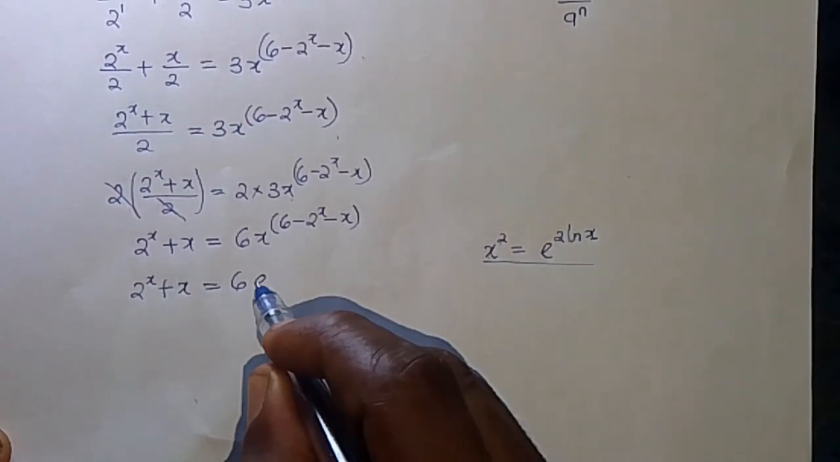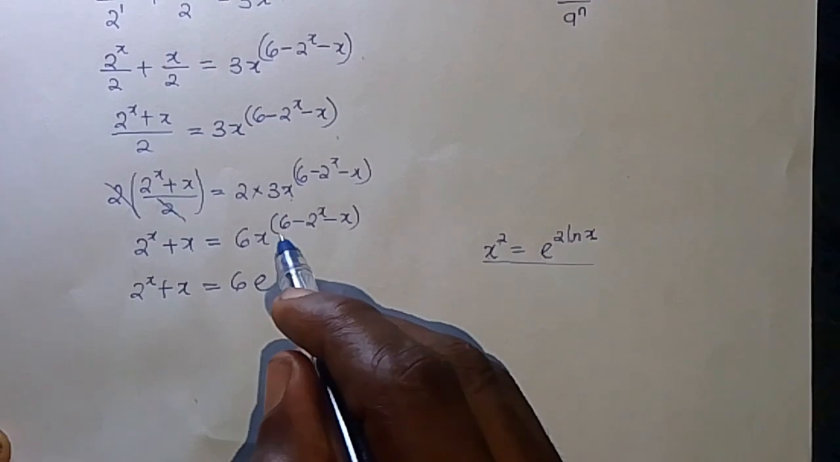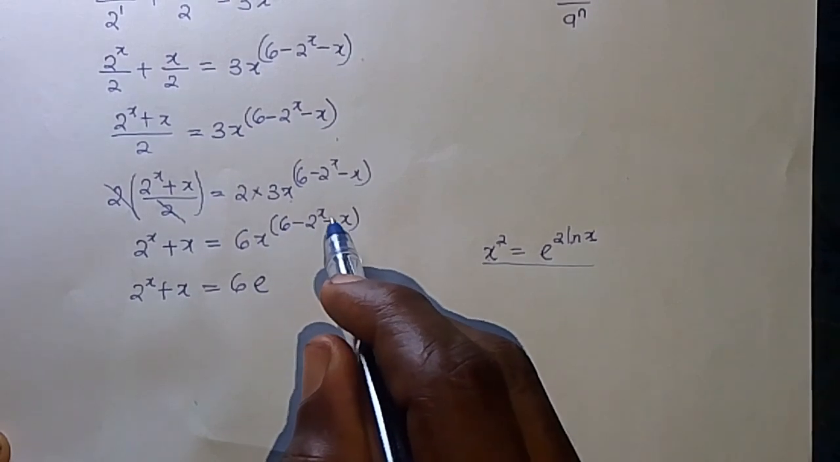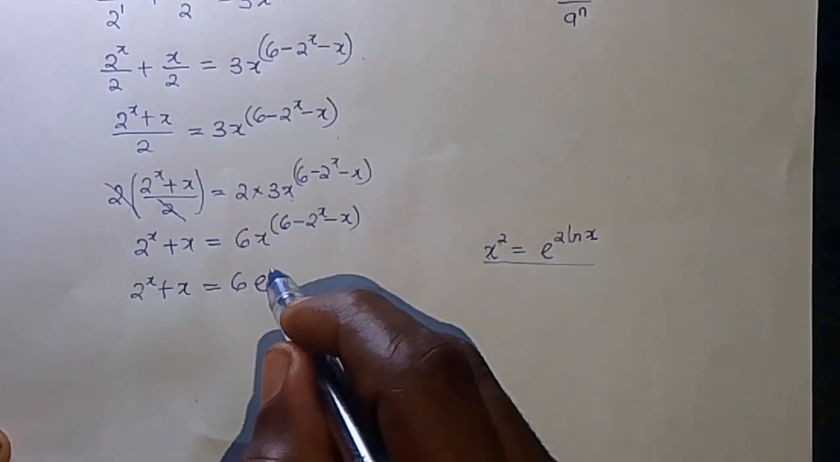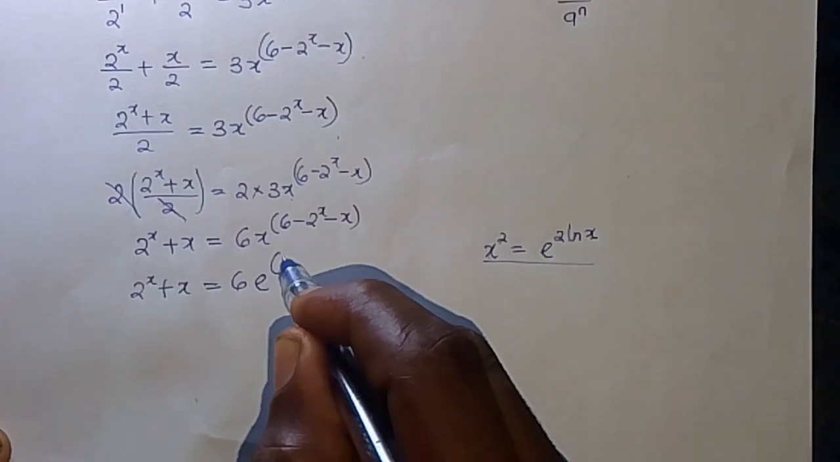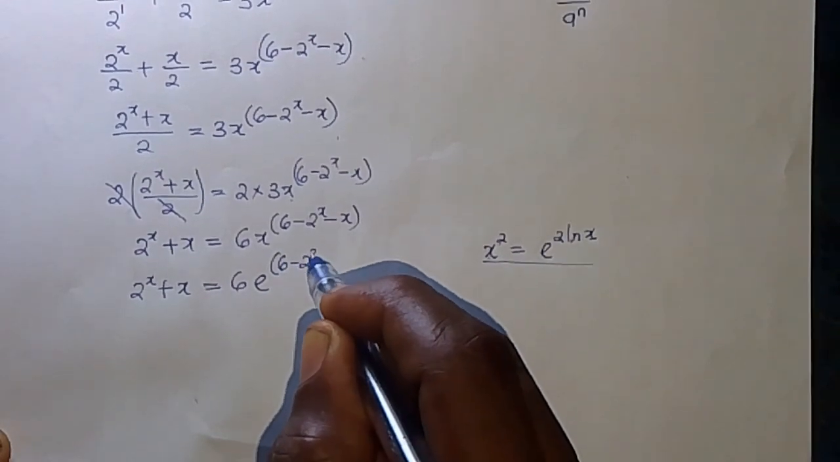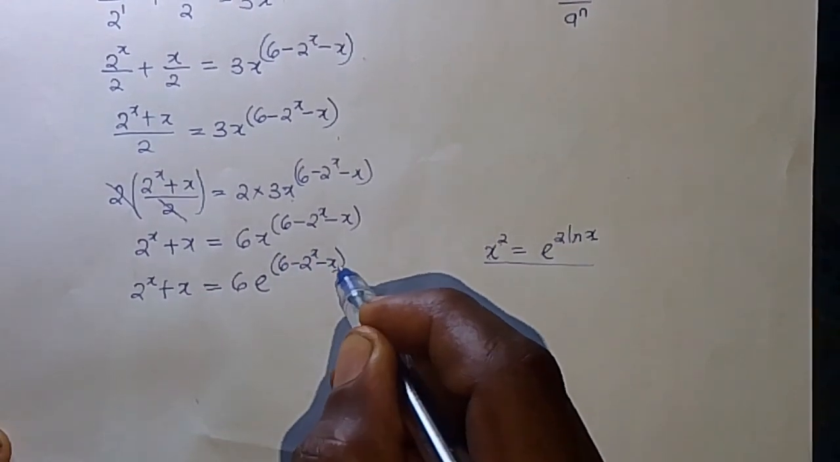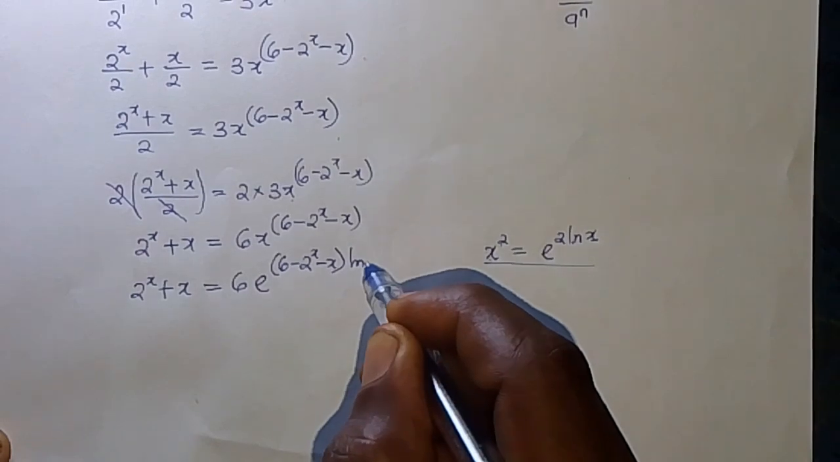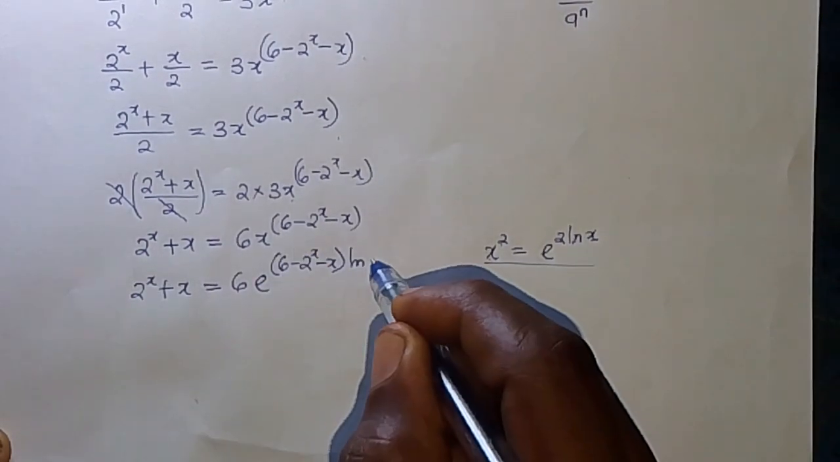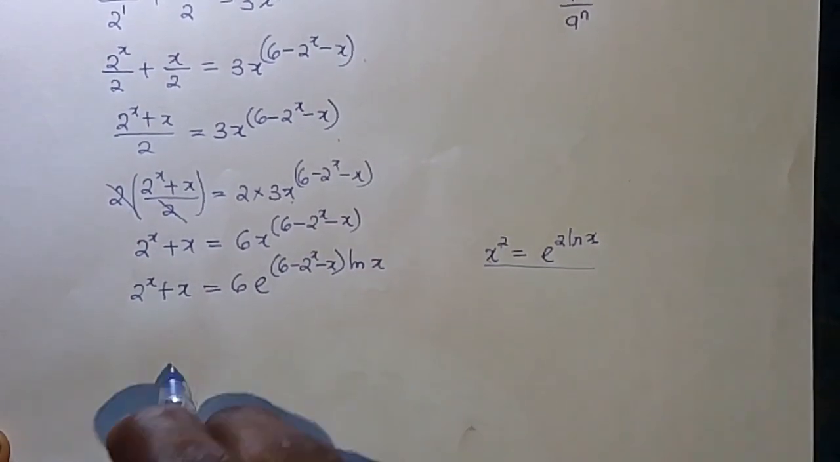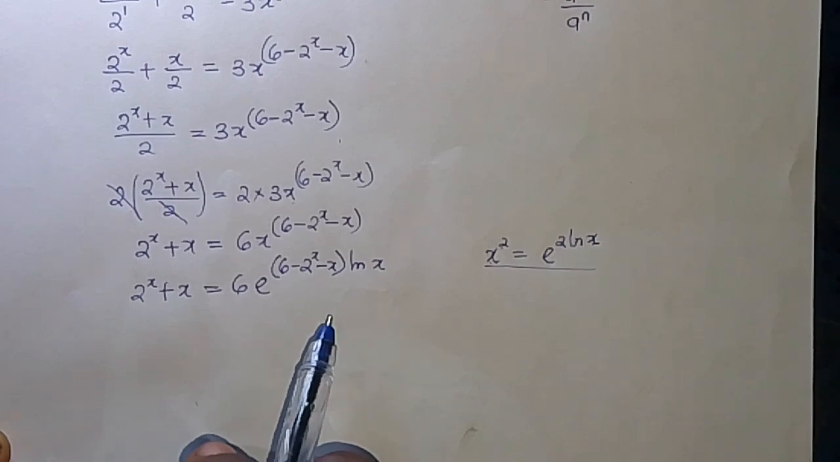So here we are going to have e to the power of the exponent, and the exponent is 6 minus 2 to the power of x minus x. So we are going to have e to the power of 6 minus 2 to the power of x minus x, ln of the base. The base here is x, so we are having ln x. So this is what we are having at this point.